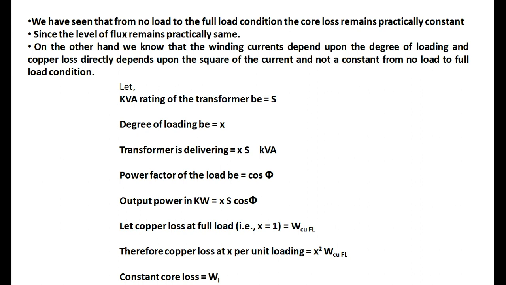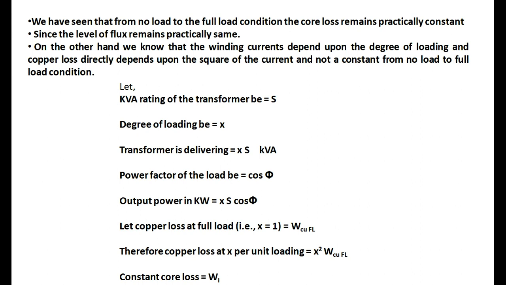Now my loading is decreased to half the load. The full load current is 2 amperes. Now I am reducing that to 1. Then what are we getting? The current is now 1, and the resistance is 1.